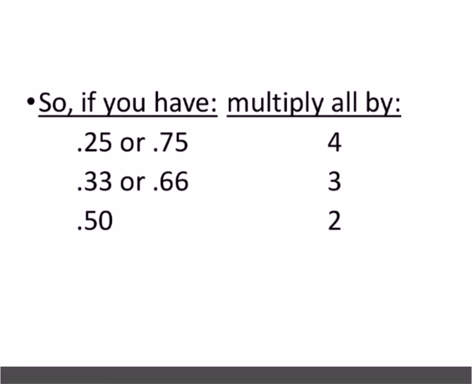If you take a look at your notes, if you end up with one of these decimals, folks, 0.25 or 0.75, we multiply by 4 to get to a whole number. It's like saying, okay, I have a quarter or 3/4, right? When you clear a fraction, you multiply by the denominator. That's why we're multiplying by 4. 0.33 or 0.66, we're going to multiply by 3. 0.5, we multiply by 2. We're trying to get it to a whole number.